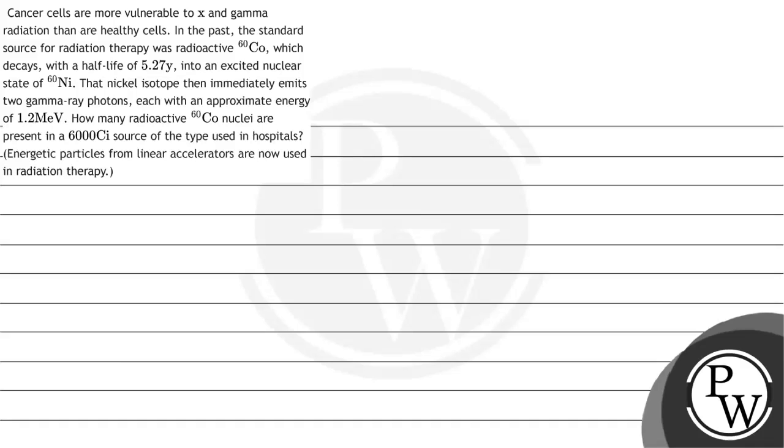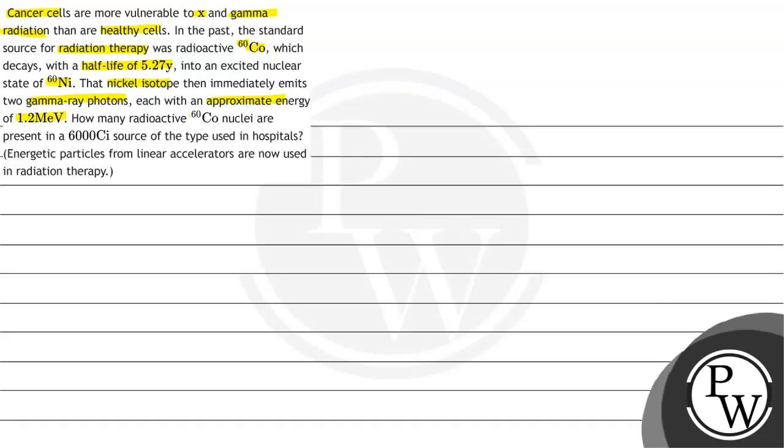So the question says, cancer cells are more vulnerable to X and gamma radiations than are healthy cells. In the past, the standard source for radiation therapy was radioactive 60 cobalt, which decays with a half-life of 5.27 years into an excited nuclear state of 60 nickel. That nickel isotope then immediately emits two gamma ray photons, each with an approximate energy of 1.2 mega electron volt.